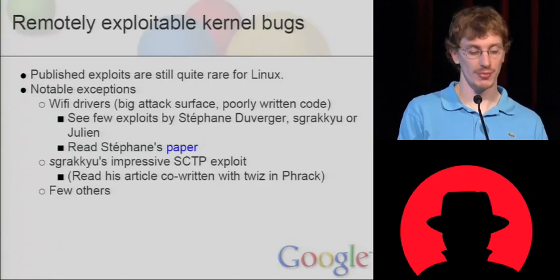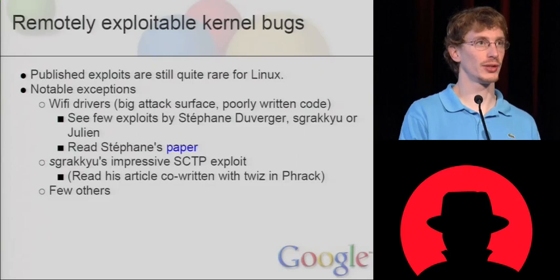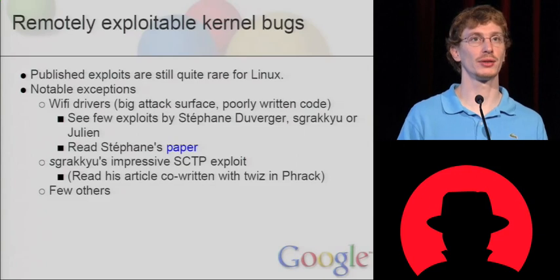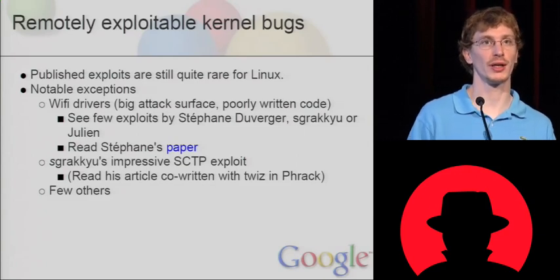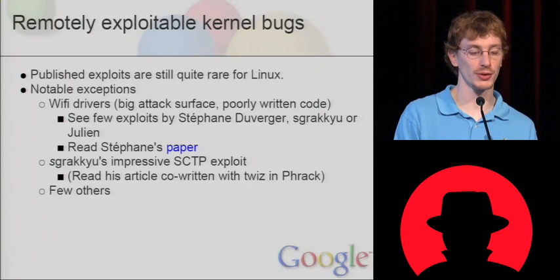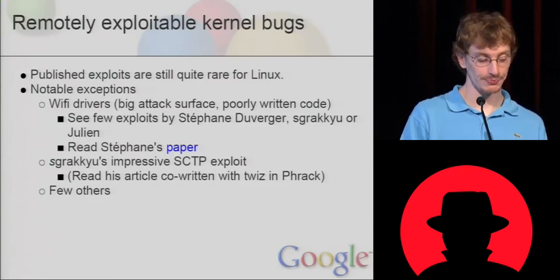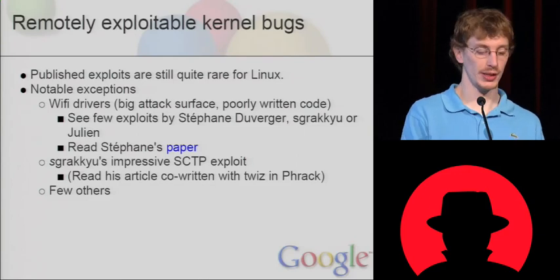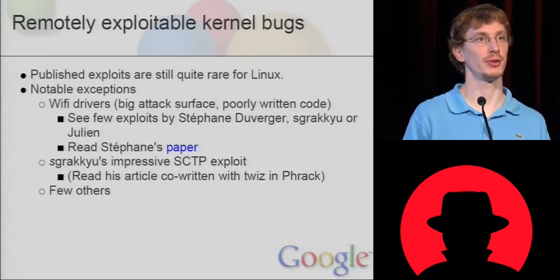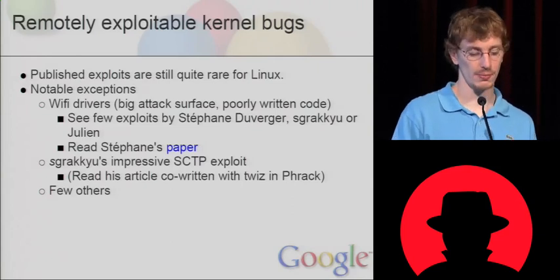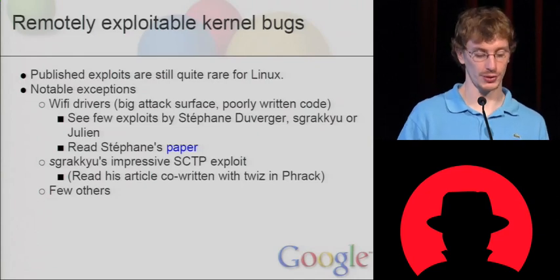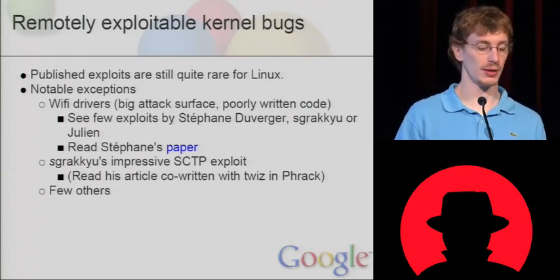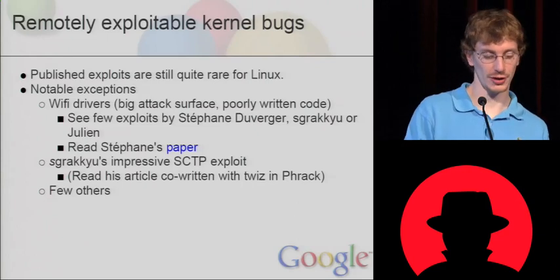On Linux, they have been quite rare. We have seen a few notable exceptions around 2004, 2005, when Wi-Fi was getting more and more used and was getting into the Linux kernels. We've seen a few remote exploits by different people. But otherwise, there is this rare exception, the SGRACU SCTP exploit, which has been released, I think, 2 years ago. He has written a really interesting article in Phrack if you want to check this out, with Twiz and a few others, but it's not very common.